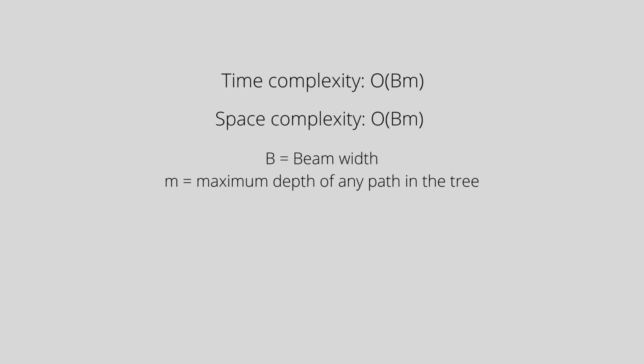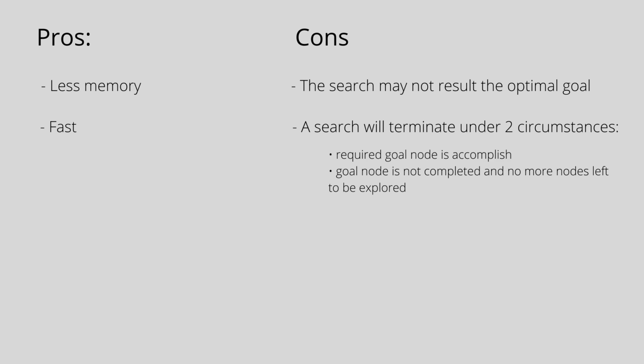The time complexity and space complexity of a beam search are identical, which is B times M, where B represents the beam width and M represents the maximum depth of any path in the tree. In time complexity, speed is one of the greatest strengths because beam only extends the width nodes at each level. Unlike other search algorithms, beam does not expand widely at each level.